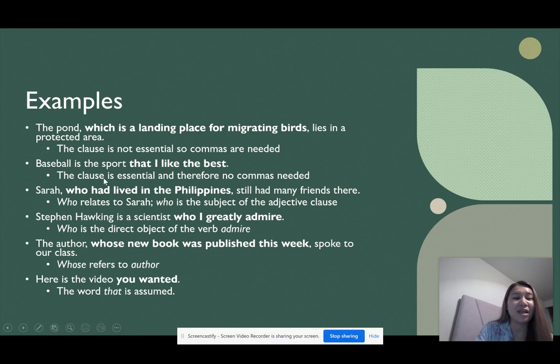The next one: baseball is the sport that I like the best. The clause is essential and therefore no commas are needed. It's important, it delivers the complete thought of our sentence. Let's look at this one. Sarah, who had lived in the Philippines, still had many friends there. Who relates to Sarah, who is the subject of the adjective clause.